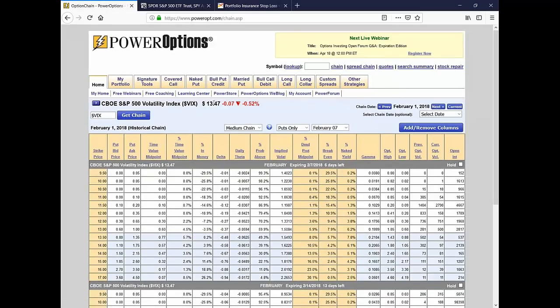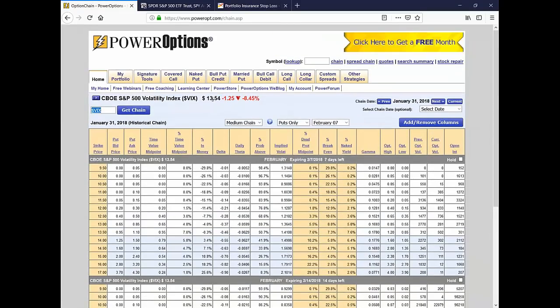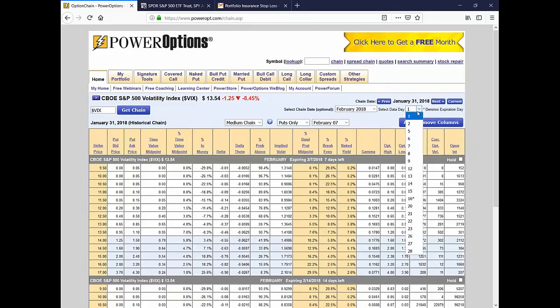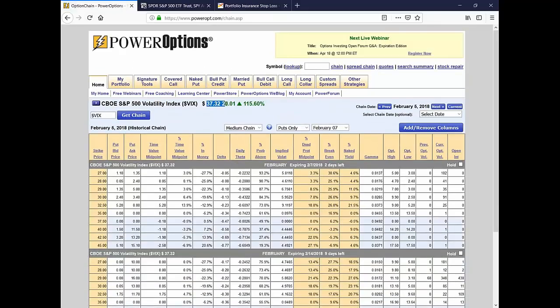It was at 1347 on February 1st. One more look back, my apologies. Yeah, 1354. Okay, so we're at around the 1350 mark here, January 31st. And then again, what happened on February 5th? We saw it go up to 17 the day before. 37.32, up 20 points. Long calls would have been great.